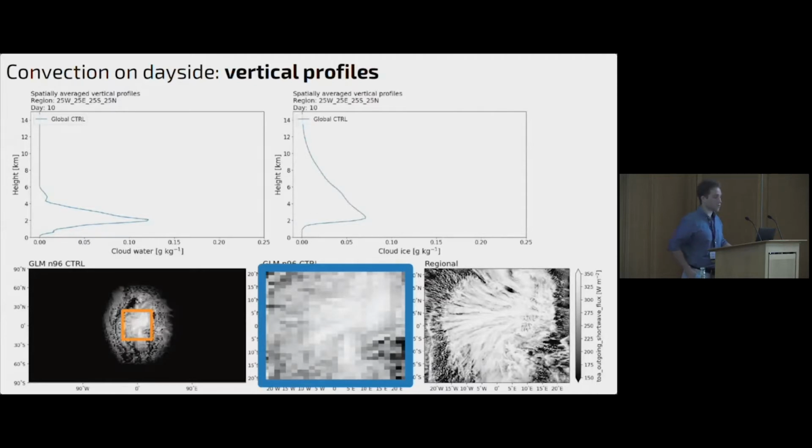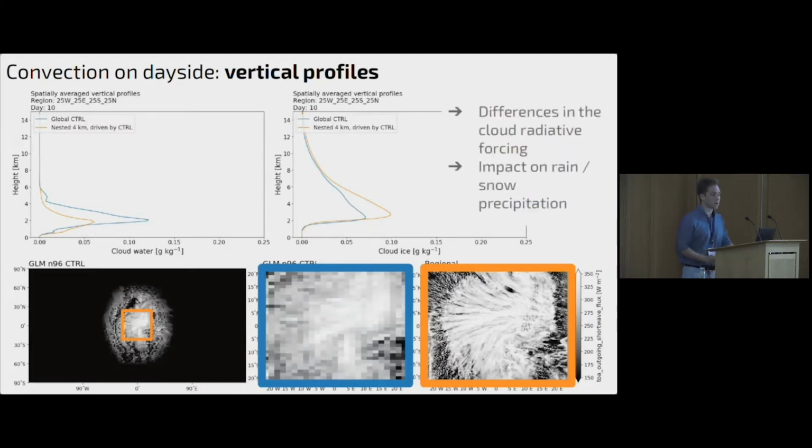So this is average vertical profiles of cloud water on the left and cloud ice on the right. This is from the global model, and the orange curve is from the nested run simulation. And you can see that the global model overestimates the cloud water and underestimates cloud ice. And this can have an impact on the radiative forcing of the clouds, and also it can impact the formation of rain or snow precipitation.